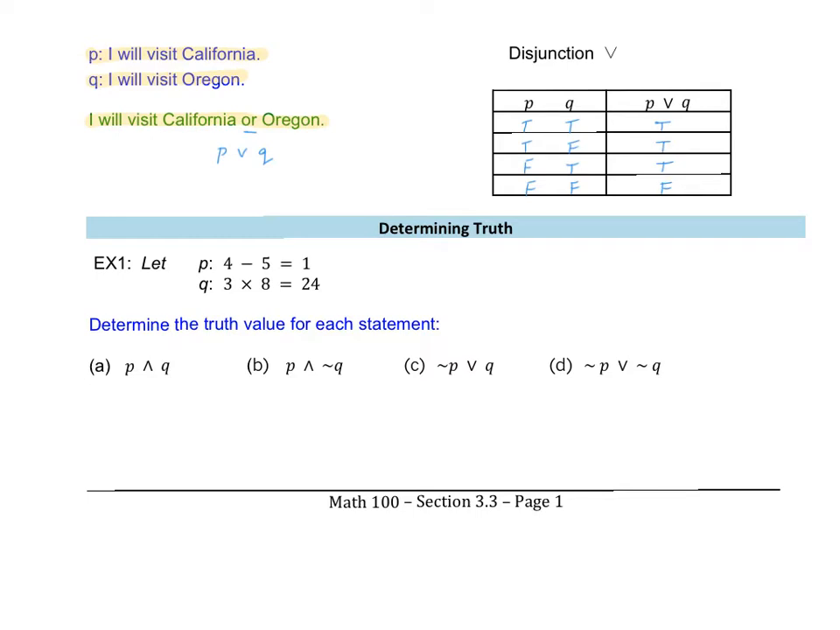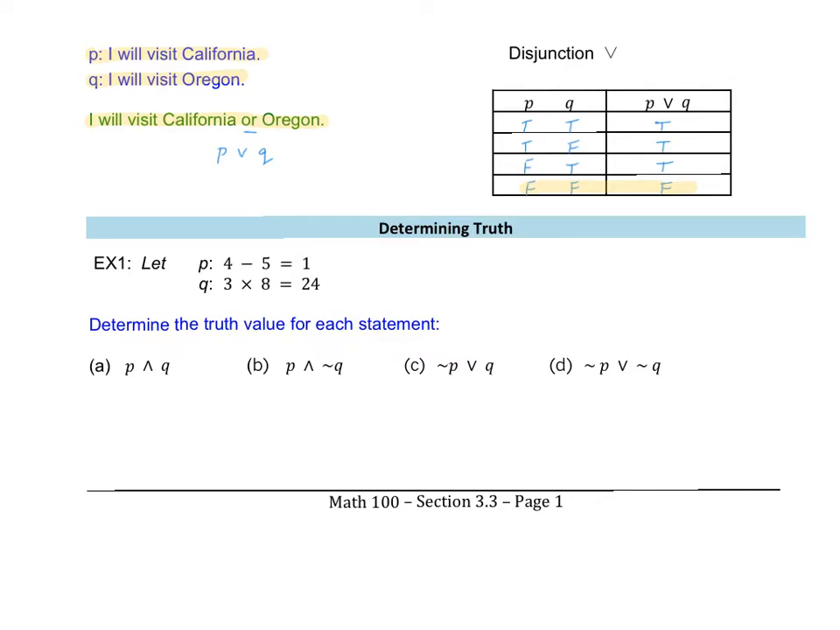So an or is typically opposite of an and. It's always true except in the one case where both sides are false. If both sides of an or statement are false, then the statement is false.